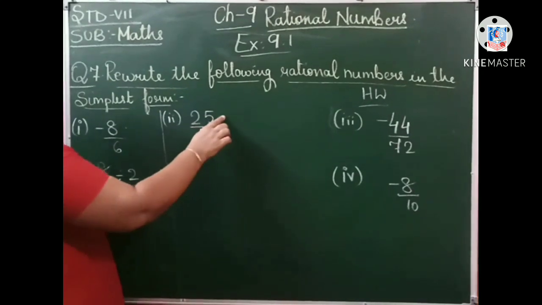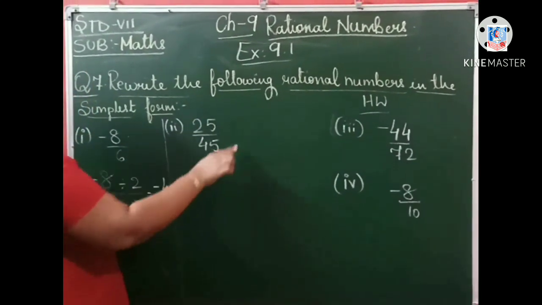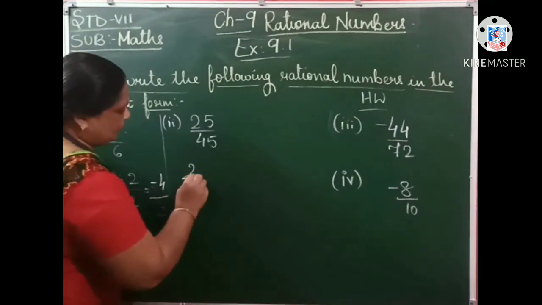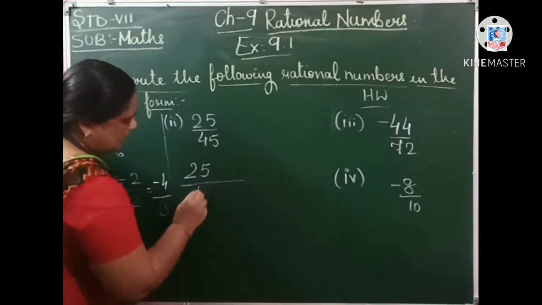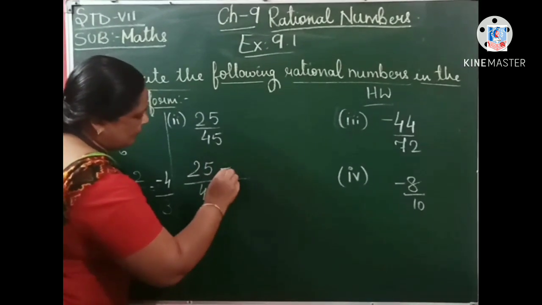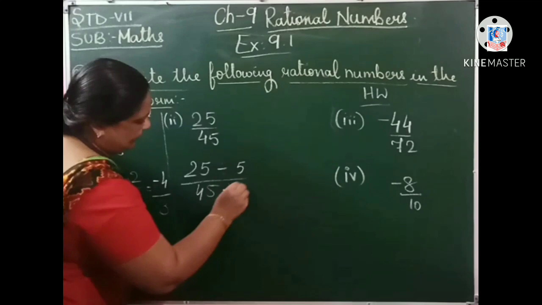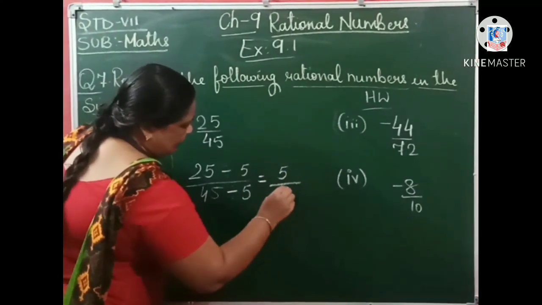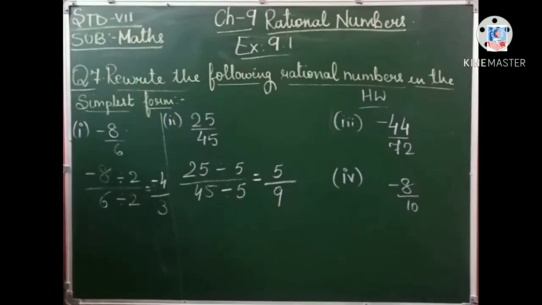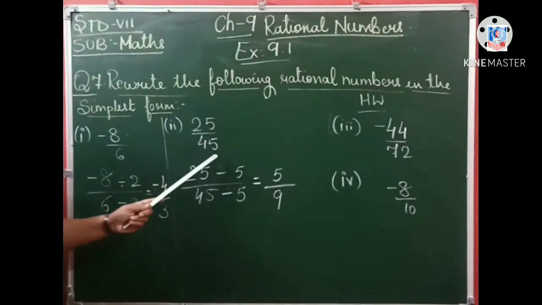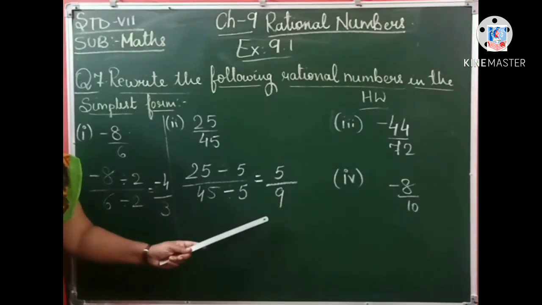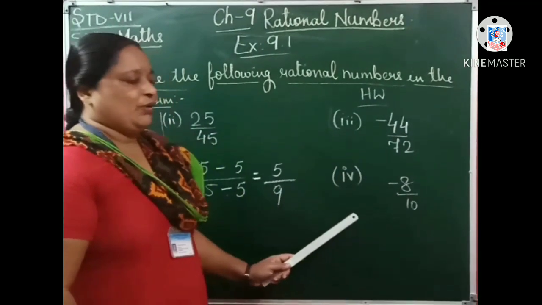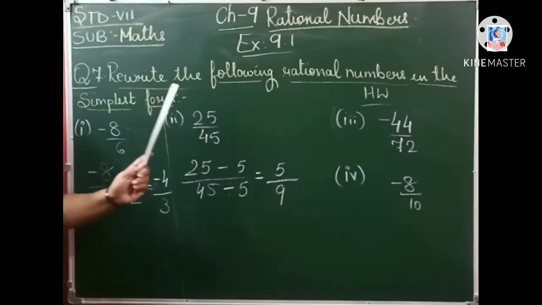Next is 25 by 45. So, HCF of 25 and 45 is 5. So, 25 by 45 divided by 5 is equal to 5 5s are 25, 5 9s are 45. So, the simplest form of 25 by 45 is 5 by 9. Now, 3 and 4, this is your homework. We will continue further in our next class.